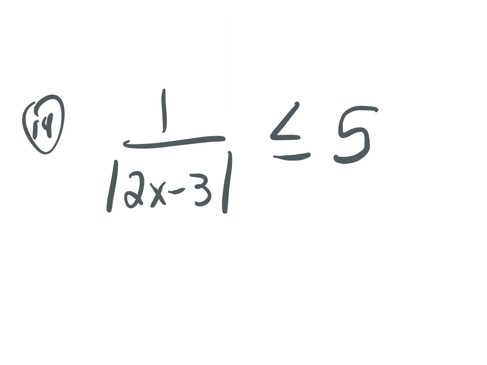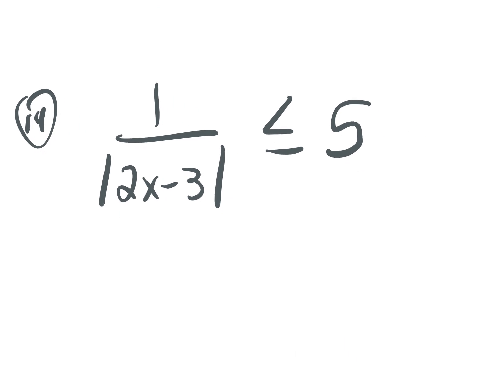All right, last one, 14. So step 1 is to isolate the absolute value. What would we need to do to isolate the absolute value here? Awesome. Multiply it to the other side. So we're going to multiply both sides by the absolute value of 2x minus 3. So times the absolute value of 2x minus 3.